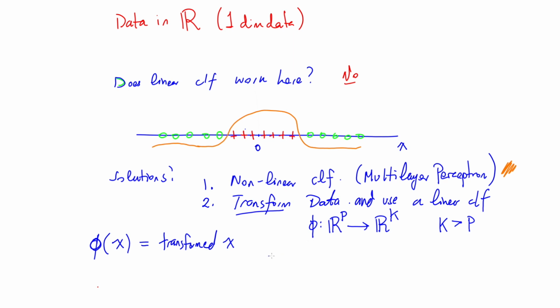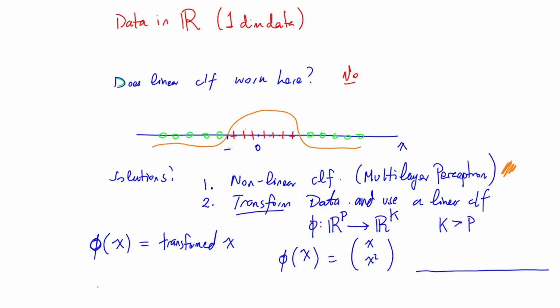So, for example, consider this function that takes x and maps it to a two-dimensional vector, x and x squared. Instead of just looking at the value of x, we're going to look at the value of x in the first coordinate, and in the second coordinate, the value of x squared. So what is that going to do to our example up there? Well, let's actually put some numbers here.